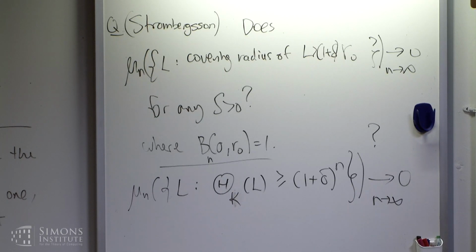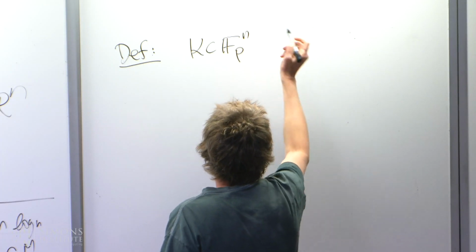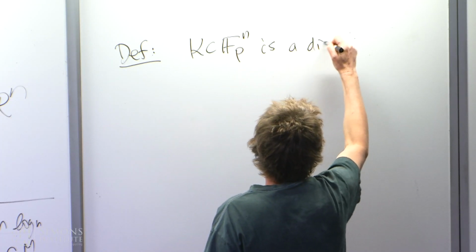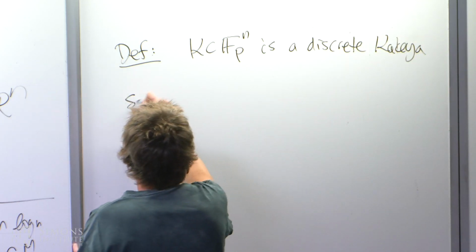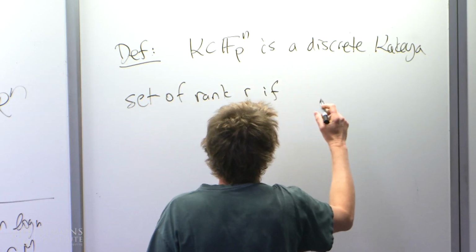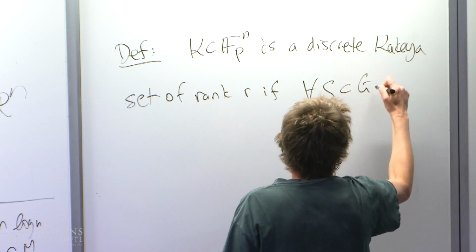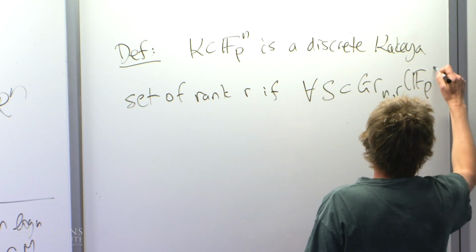What is a Kakeya set? What is a discrete Kakeya set? And I need a definition about it. Discrete Kakeya set of rank R. Definition. So K in F_q^n is a discrete Kakeya set of rank R if, for all S. Okay, I'll just write everything down and then I'll explain.